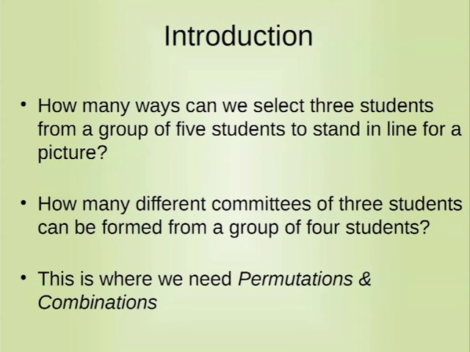Now, where exactly are permutations and combinations useful, and what can we apply them to? Well, consider the question: how many ways can we select 3 students from a group of 5 to stand in a line for a picture, or how many different committees of 3 students can be formed from a group of 4? This is exactly where we need permutations and combinations, and you should be able to answer these questions by the end of the video.